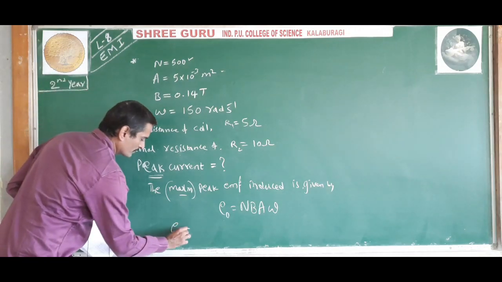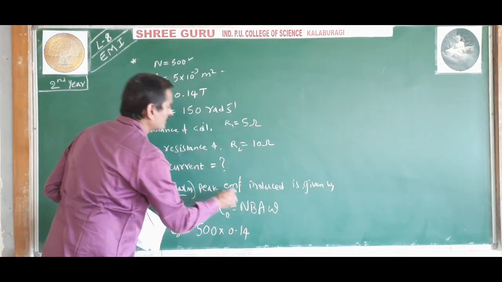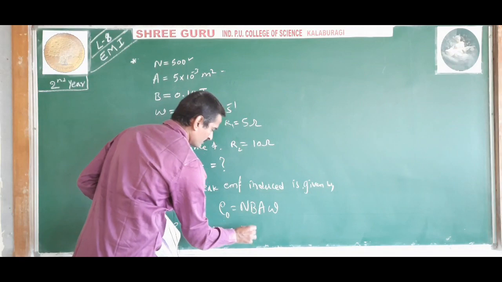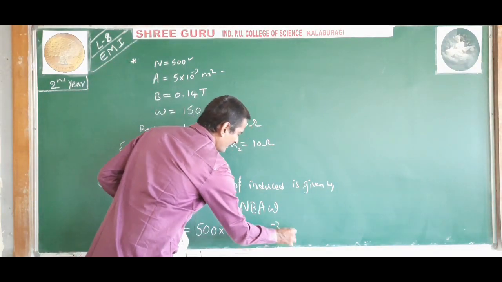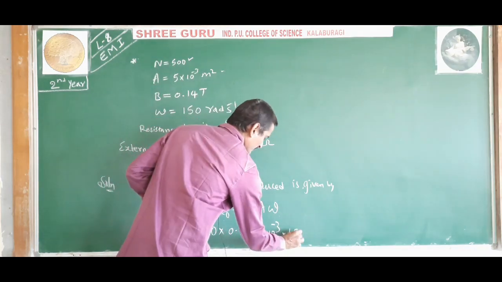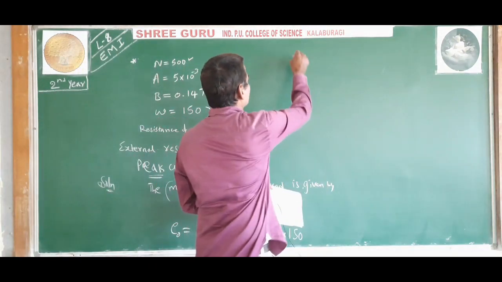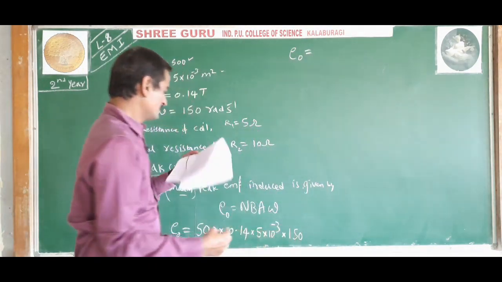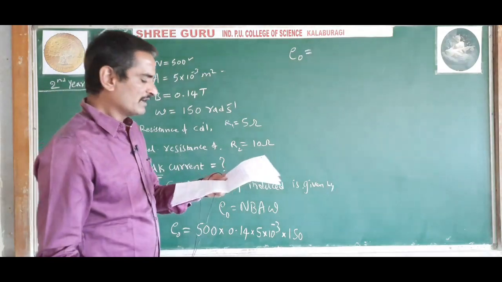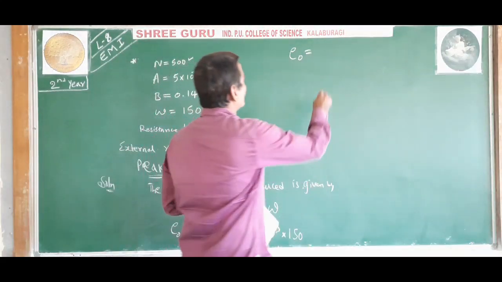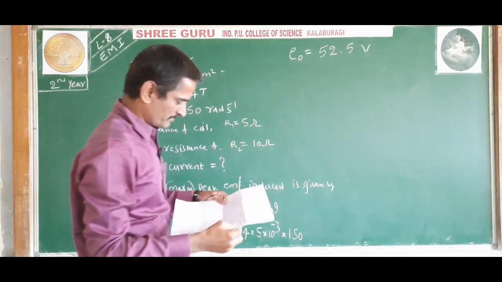So E naught is equal to N which is 500, into magnetic field 0.14, into area of each coil 5 into 10 to the power minus 3, into angular velocity 150 radian per second. Do the calculation on your own. E naught will come out to be 52.5 volt.